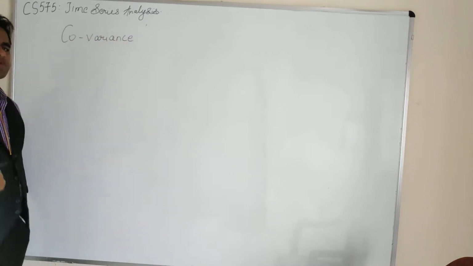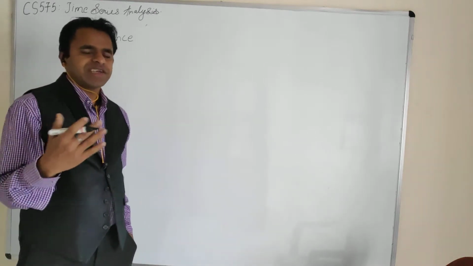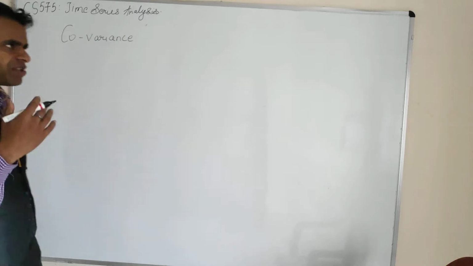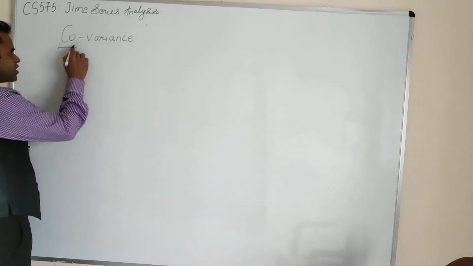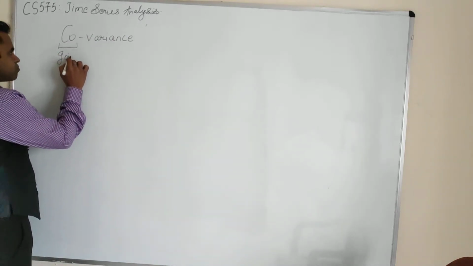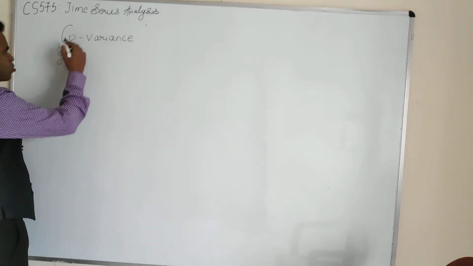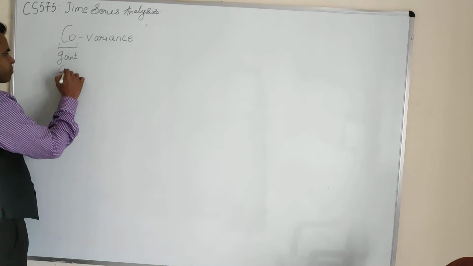Right? So till now we were seeing only a single set of observations, right? Set of x values or set of y values. Now when we include the term co, it basically means joint. So whenever we include the term co, it is either joint or common.